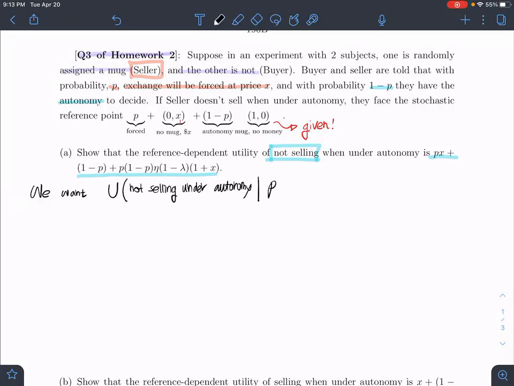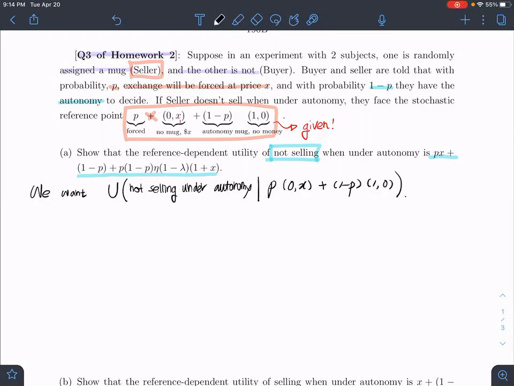P, I made a typo here, sorry. If you see this orange box, it should be P times (0, X) plus (1 minus P) times (1, 0). In the lecture note and in the homework, it should be correct. It's just my typo. Anyway, let me write the reference point like this.